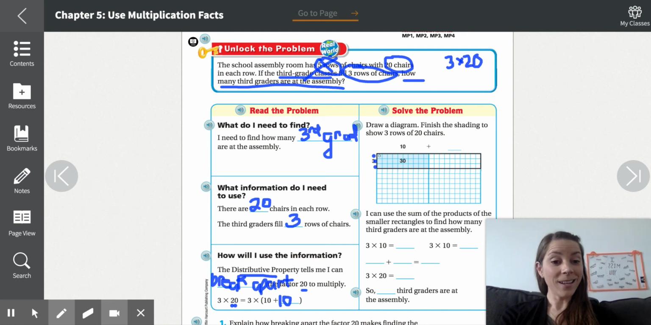Now they already did 10 of the chairs. 1, 2, 3, 4, 5, 6, 7, 8, 9, 10. Oops, I missed count one. Okay, so my other set is going to be another 10.